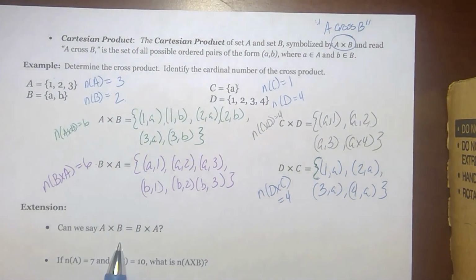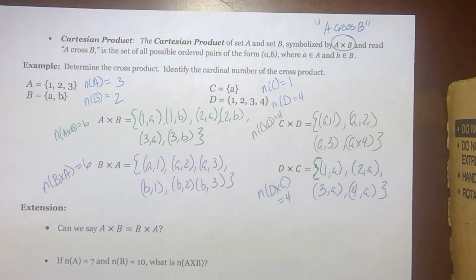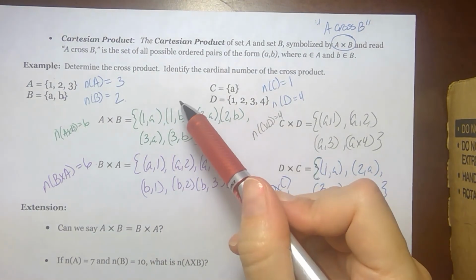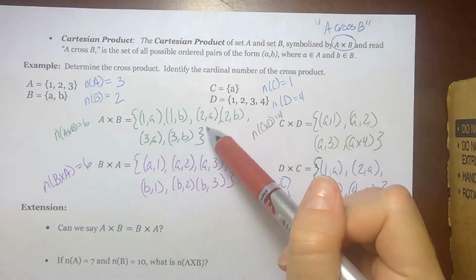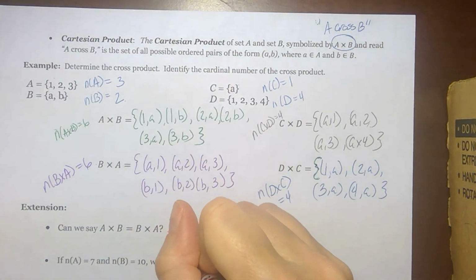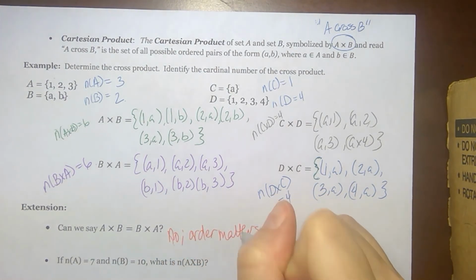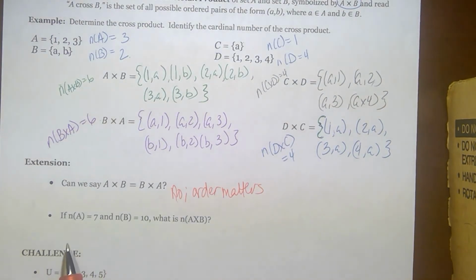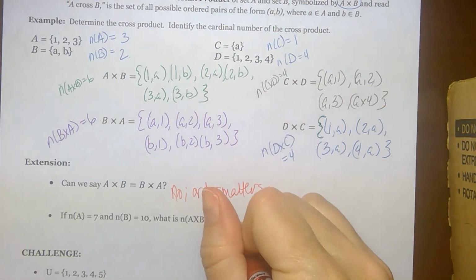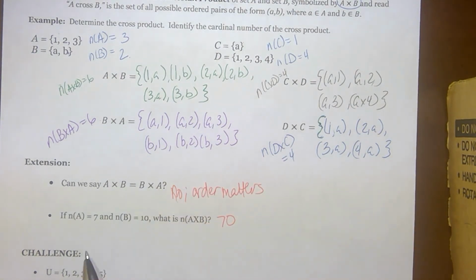Can we say that A cross B is equal to B cross A? Well, no, because these sets of ordered pairs are not the same. No, order matters. Which set you start with matters. If n of A equals 7, so the cardinal number of A equals 7, and the cardinal number of B equals 10, then what is the cardinal number of A cross B? Well, it's going to be 70, because 7 times 10 is 70.